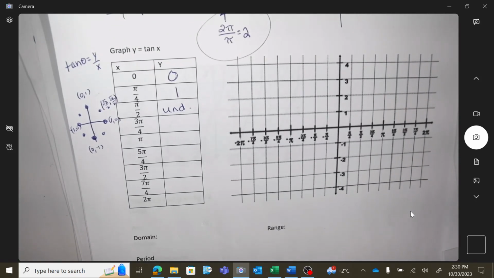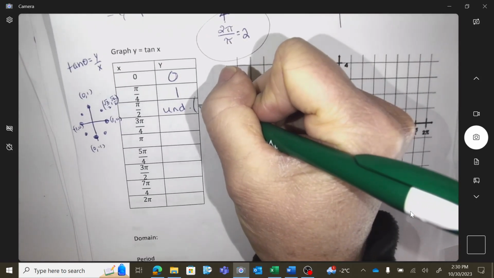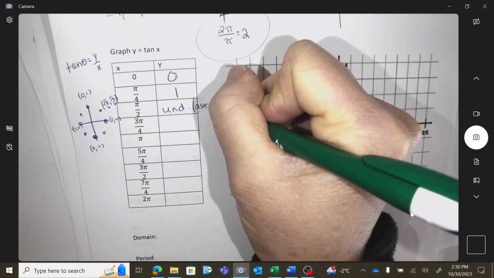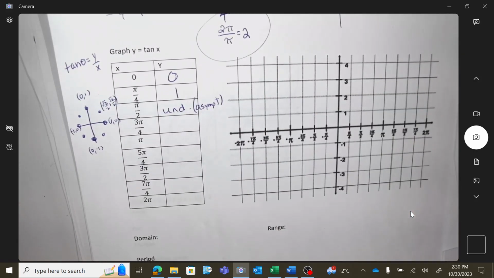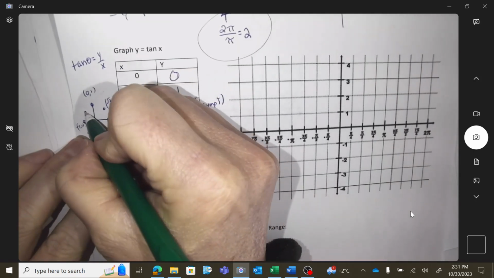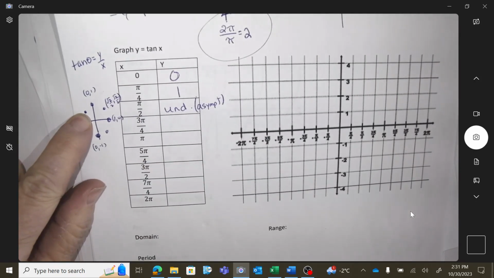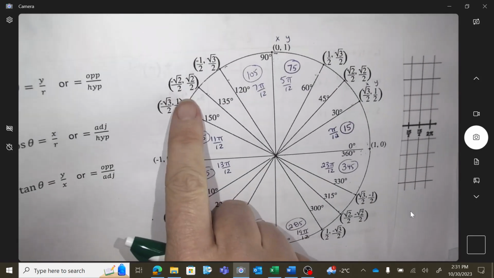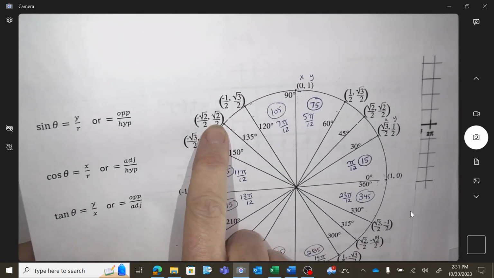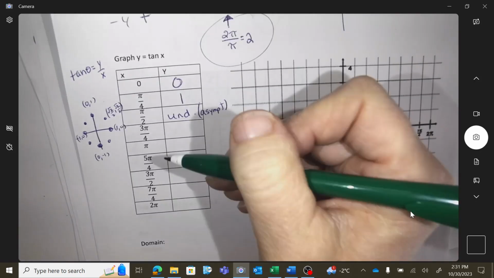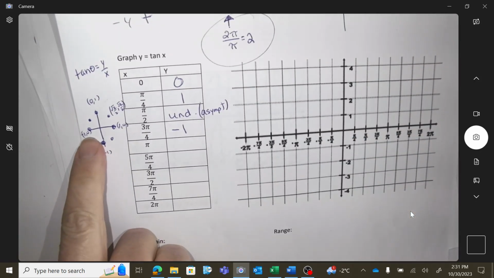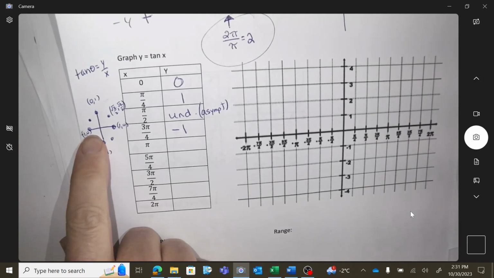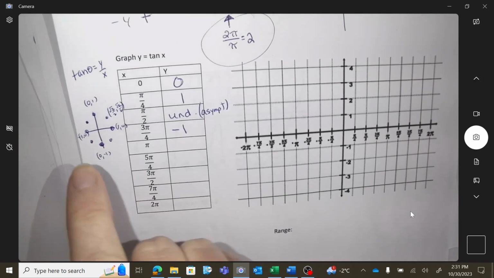If you are to graph undefined, what do you do on a graph? How do you graph undefined? Asymptotes. Okay, now at the 3 pi over 4, what's the tan value here? What happens when you divide those? Negative 1? At pi, what's 0 divided by negative 1?